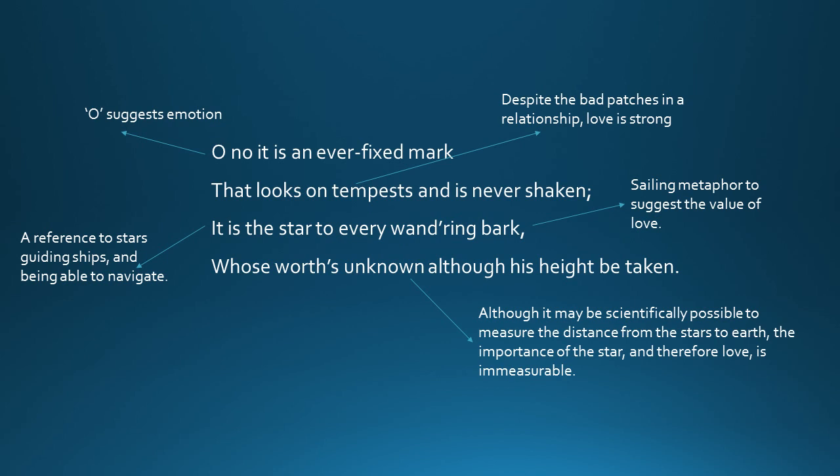The final line of this quatrain suggests that although it may be scientifically possible to measure the distance from the stars to the earth, the importance of the star to man, and therefore the importance of love, is completely immeasurable. Even if we know the distance, we will never be able to understand how much that star is worth.